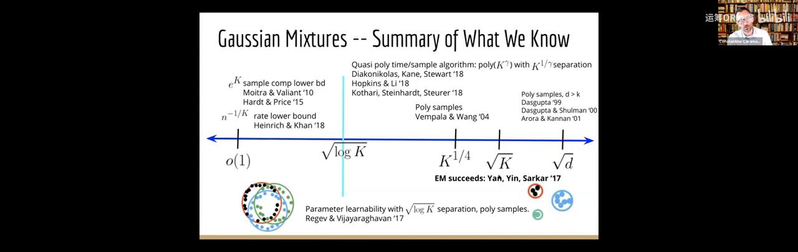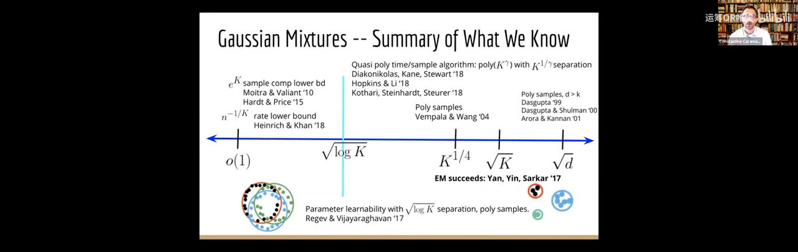Now this is also a local result, in the sense that the Yan, Yin and Sarkar paper shows that EM, if initialized well, and they show that you can initialize well with exponential effort, will converge and therefore recover the parameters with a polynomial number of samples, and it's just EM. So very efficient algorithm. Now this leaves quite a bit that we don't know.